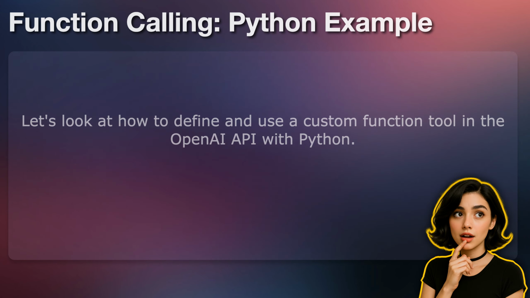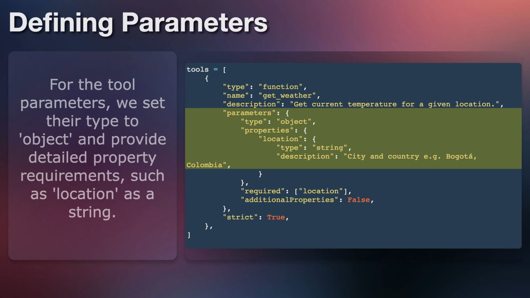We begin by importing the OpenAI library and creating a client instance. We next define our function tool as a dictionary, specifying its type as function and giving it a name and description. For the tool parameters, we set their type to object and provide detailed property requirements, such as location as a string. We mark the location property as required and enforce strict input with no additional parameters allowed.